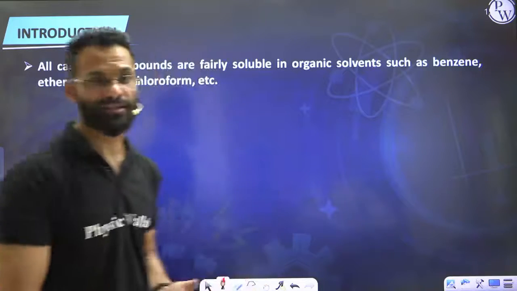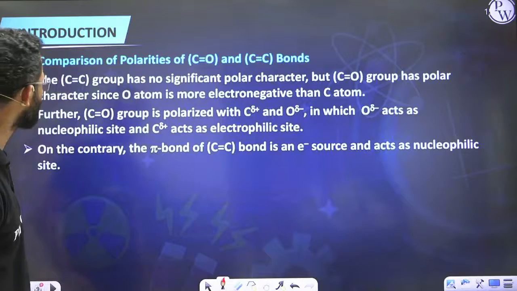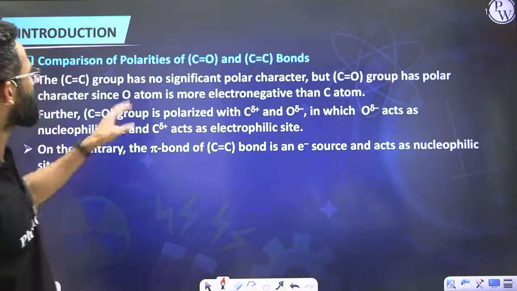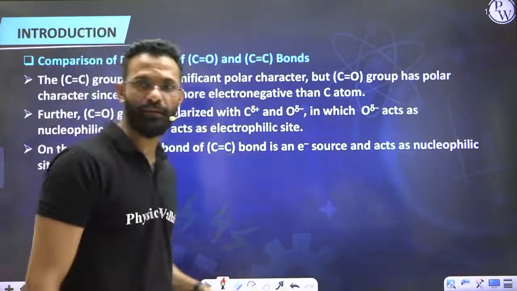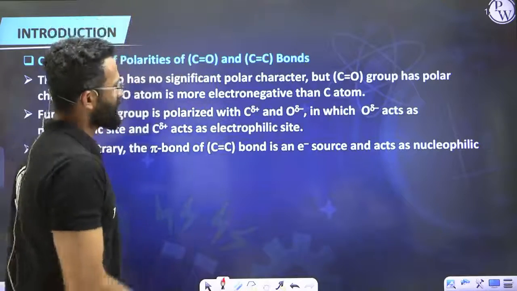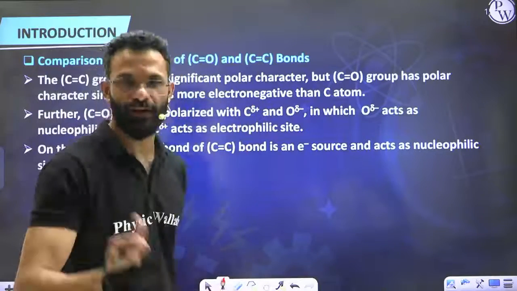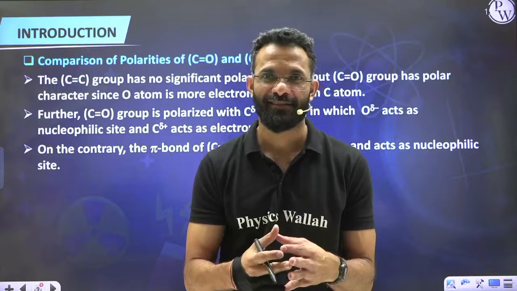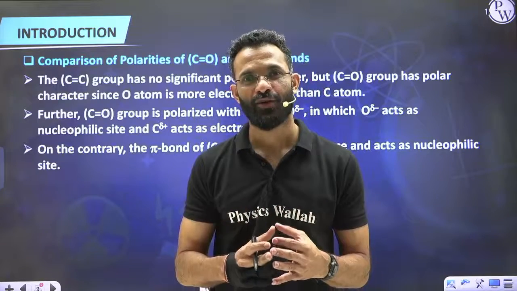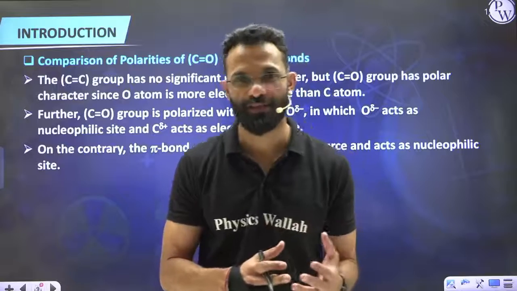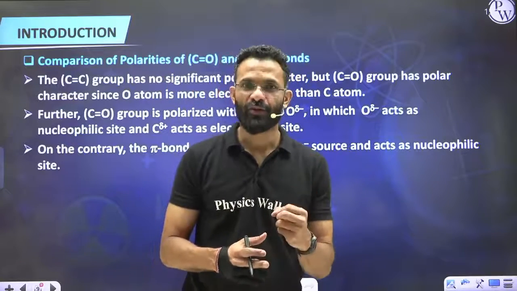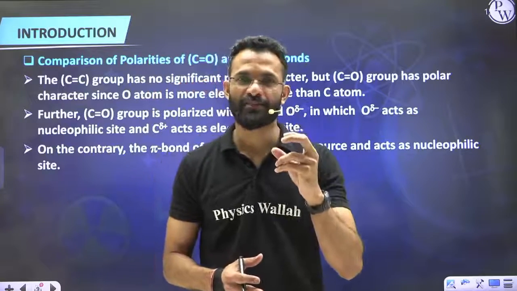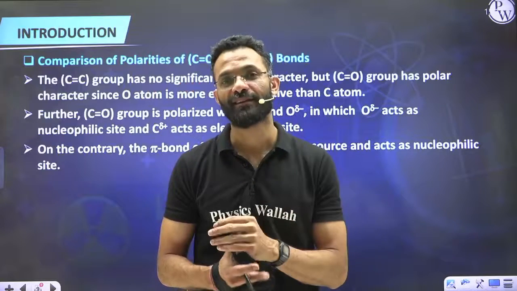Well guys, based on this, now let's have a look at some questions here. Oh, before the questions, one more property we'll discuss: the comparison of bond polarity of the carbonyl group and the carbon-carbon double bond. When we studied reactions of alkenes, let me remind you of some important reactions such as acid catalyzed hydration, oxymercuration demercuration, or even hydroboration oxidation. If you recall, in acid catalyzed hydration, the H plus ions present in the reaction mixture were attacked by the pi bond of the alkene.